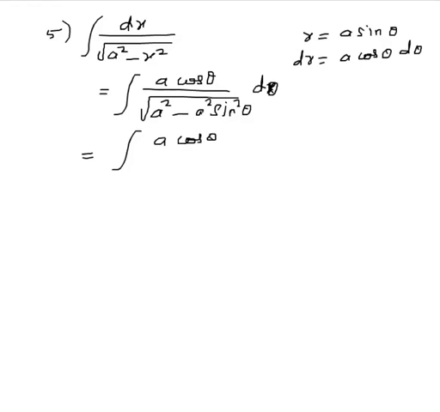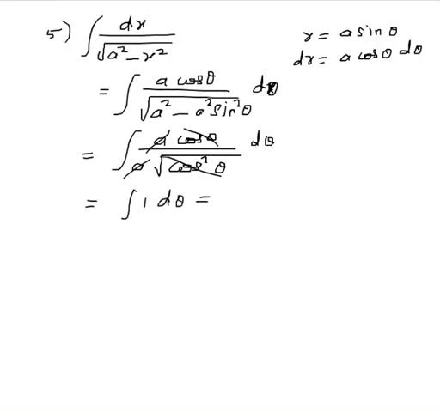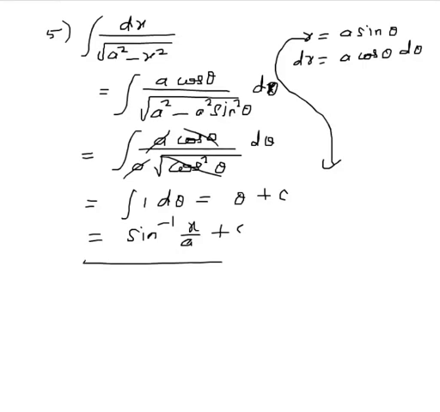take a square out. Outside the root it becomes a. 1 minus sine square theta is cos square theta. A could be cancelled. Cos theta also gets cancelled. It becomes 1 d theta, which is theta. So theta is sine inverse of x by a from here. There is no 1 by a outside for this formula because root sign is there. If you take a square out, it becomes a, that a and numerator a are getting cancelled.